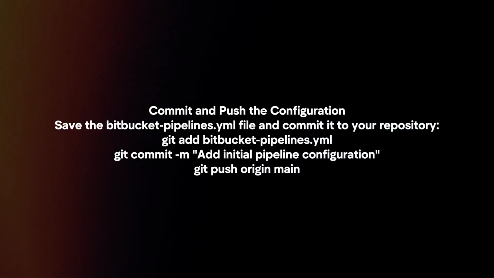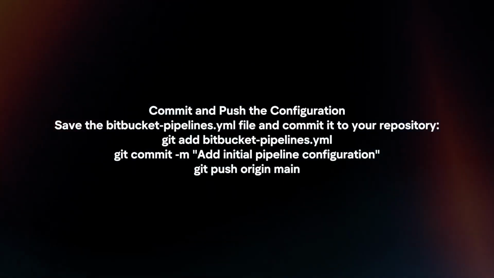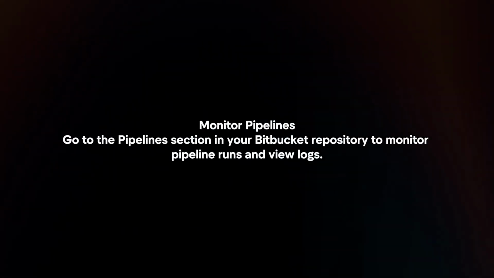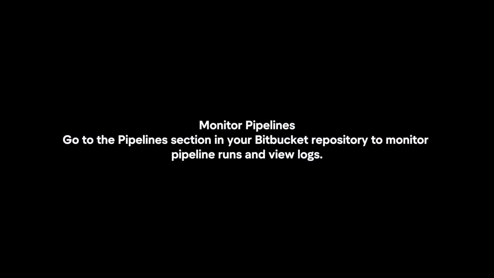Commit and push the configuration. Save the Bitbucket pipelines.yml file and commit it to your repository. Monitor pipelines. Go to the Pipelines section in your Bitbucket repository to monitor pipeline runs and view logs.